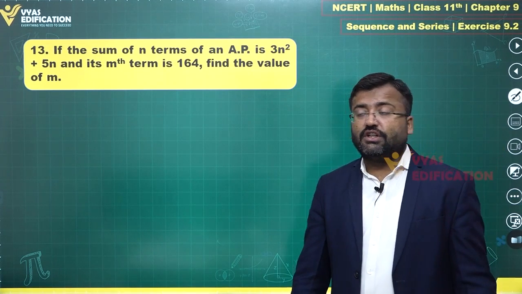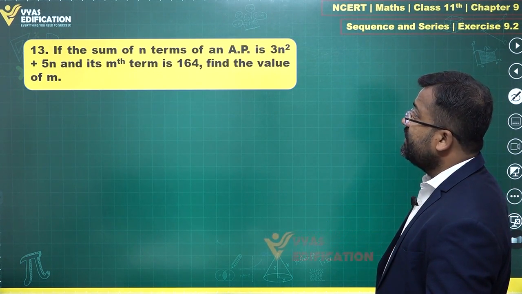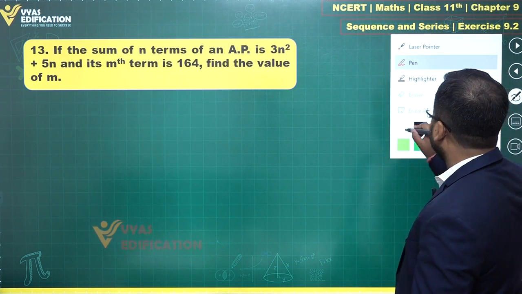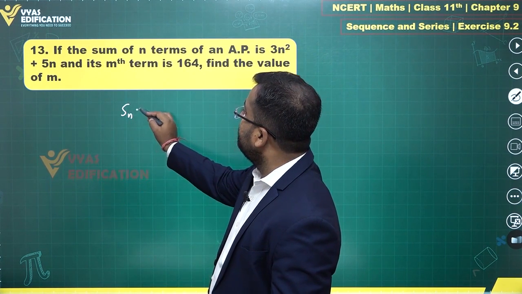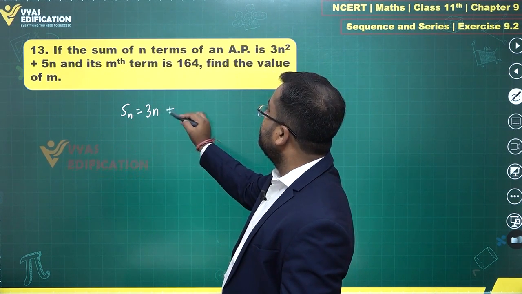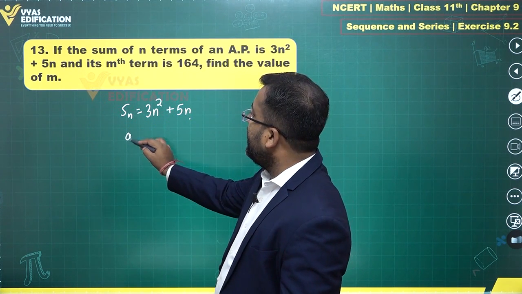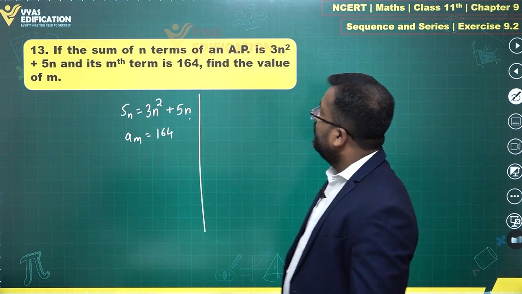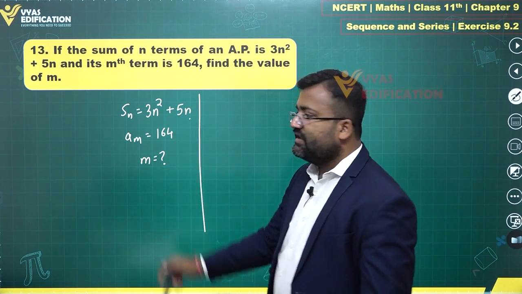In the 13th question, we have: if the sum of n terms of an AP is this plus this and its mth term is 164, find the value of m. Sum of n terms of an AP, Sn, is 3n square plus 5n, and Am is given as 164. Find the value of m. M is equal to question mark. This is given and this is asked.